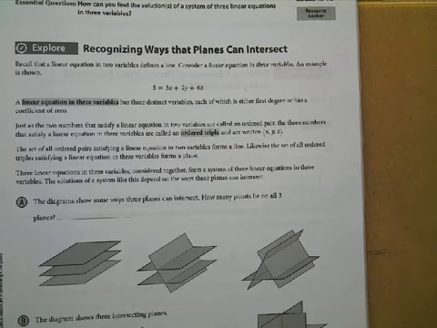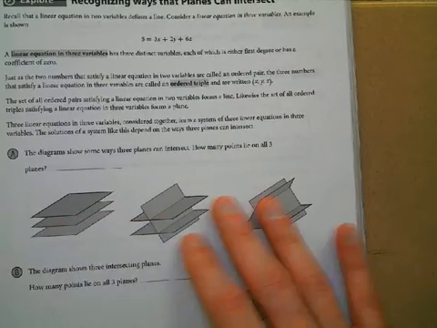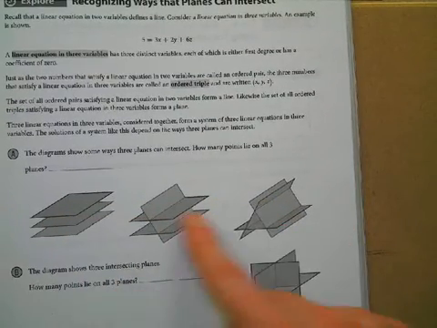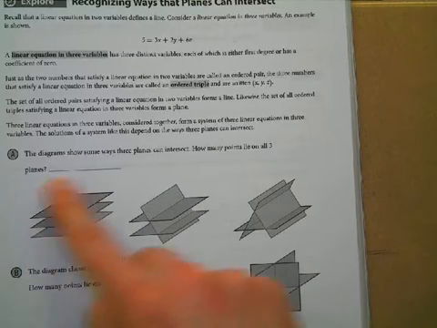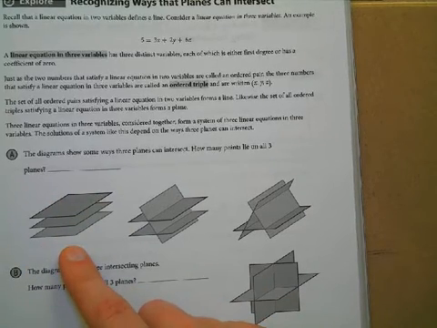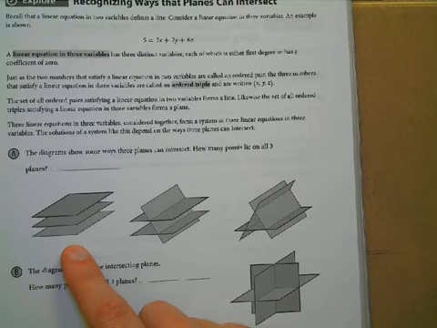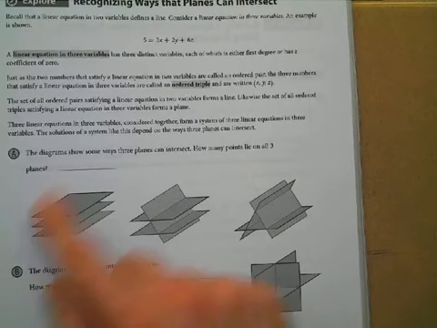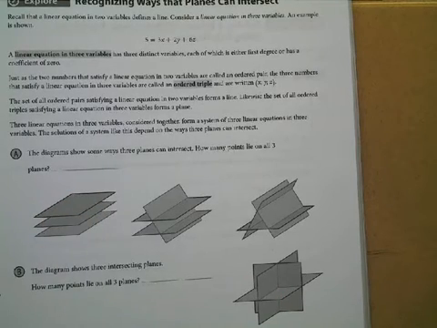So if you look here, here are some diagrams of some planes. In this diagram right here of the 3 planes, how many points lie on all 3 of these planes at the same time? Do these planes even intersect? No, in fact they don't. So there are none.